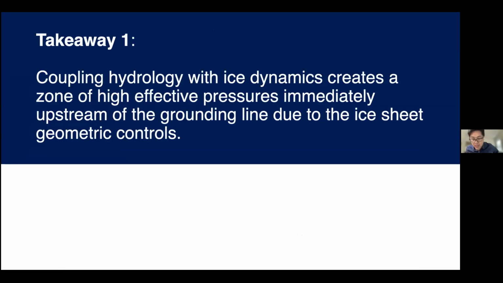And that's the first takeaway that I want folks to have: coupling hydrology with ice dynamics creates a zone of high effective pressures immediately upstream of the grounding line due to the ice sheet geometry controls. This zone of high effective pressure is then brought into agreement with necessary boundary conditions through a sudden increase in channel cross-sectional area. And I'm pretty anchored on this zone of high effective pressure. I realize I've said that quite a few times today, because it leads to the second part of my work, which examines the transient evolution of this coupled system.